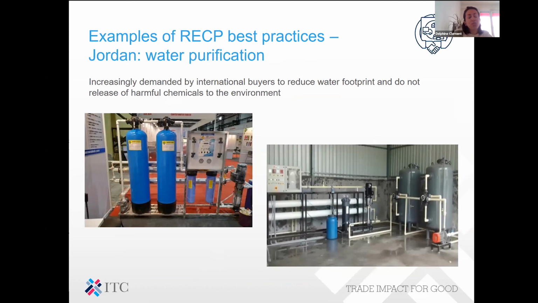And finally, as you know, the water footprint of some of the textile companies is a key environmental hotspot that is very much scrutinized by international buyers. And here, a Jordanian company has installed a system of water purification in order to limit the release of harmful chemicals to the environment. So these were some examples that we have witnessed in some of the different countries we intervene in. And of course, we are encouraging, through the RSTP strategies, our companies to assess the possibility of replicating these kinds of best practices into their own strategies.